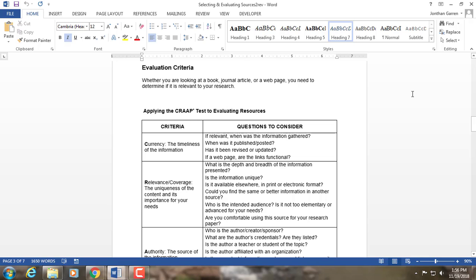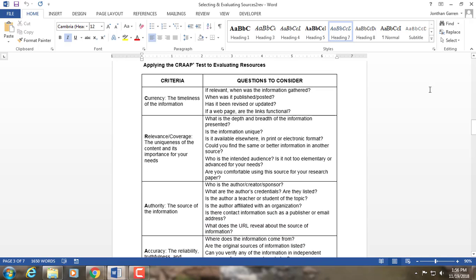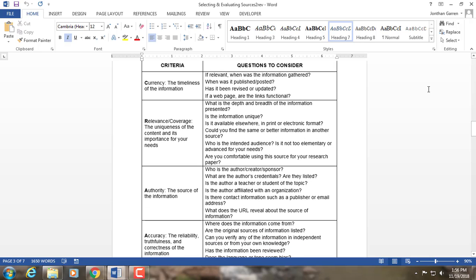So what does CRAP stand for? It stands for a lot of things. But in this case, it's going to be currency, relevance, authority, accuracy, and purpose. All right, and if we go very quickly through each one of these, currency is going to be the timeliness of the information.